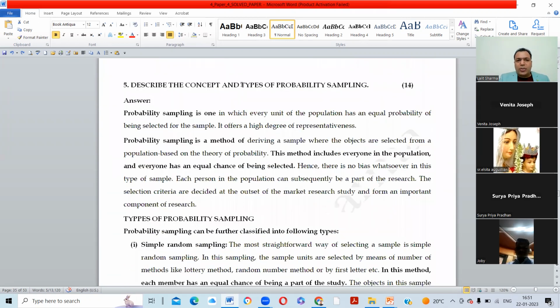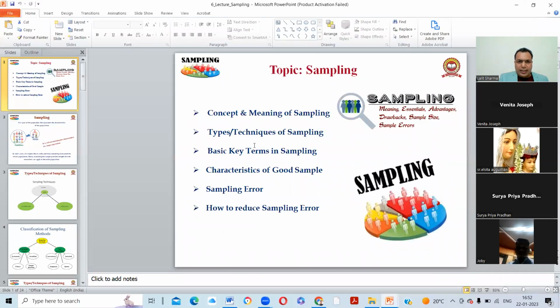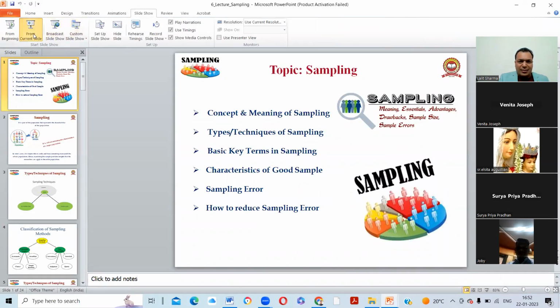The fifth question is, describe the concept and types of probability sampling. You know what sampling is, and sampling is of two types: one is probability and one is non-probability sampling. We open the sampling PPT. We have already discussed this in our last classes.